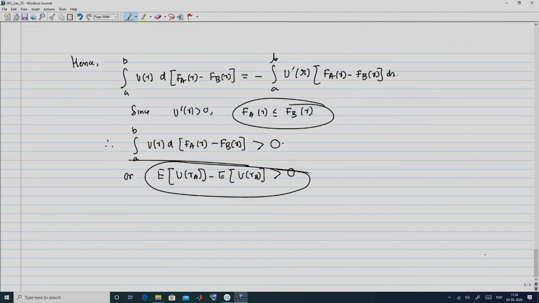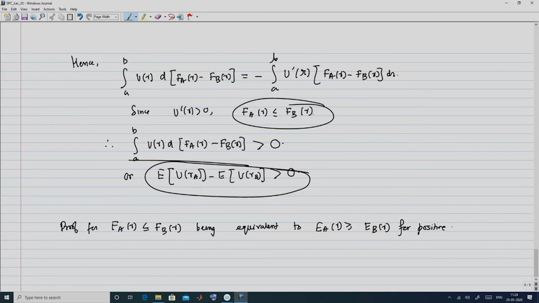Okay, so what I want to do now is another proof, and this is the proof for F_A of r less than or equal to F_B of r being equivalent to E_A of r greater than or equal to E_B of r for positive r.